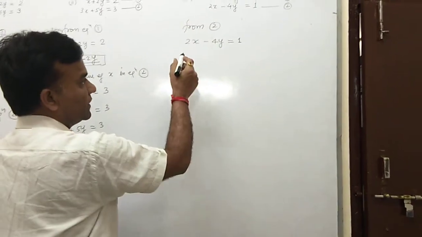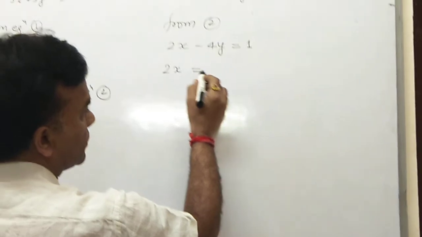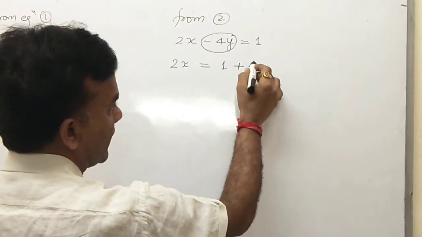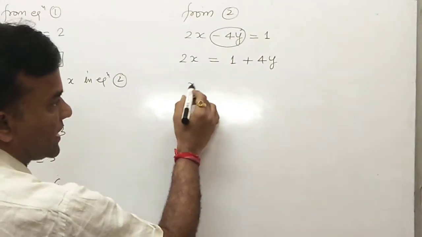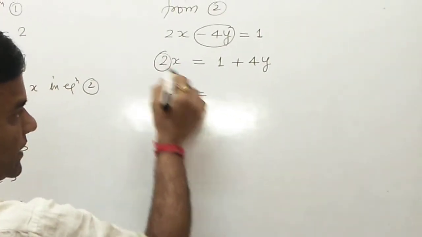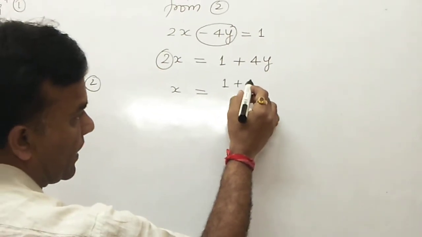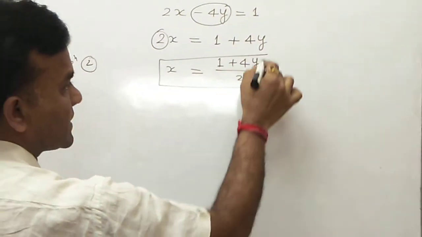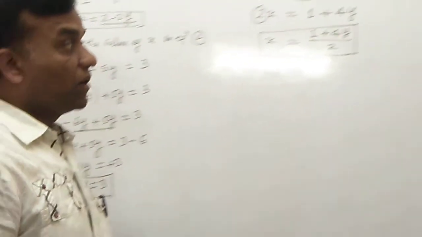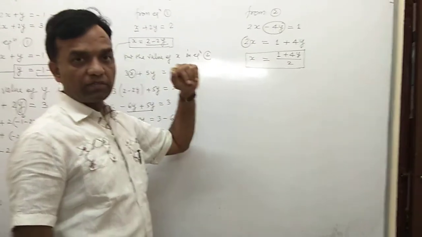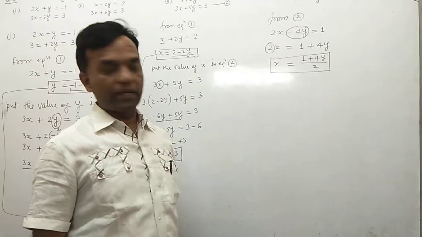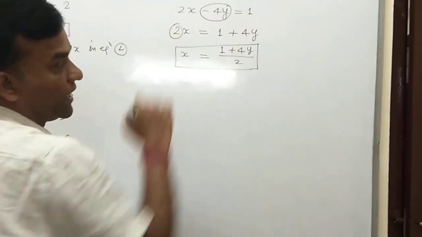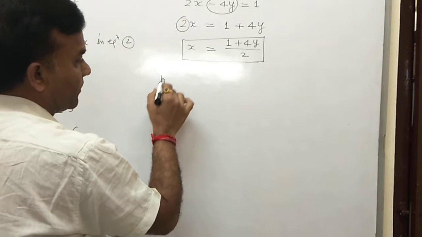So here we shifted, 2x equal to 1, and now this minus 4y goes to the right, so plus 4y. Now the value of x equal to, this 2 is in the denominator, so 1 plus 4y upon 2. Okay, now you have the fraction value of x. The calculation is now lengthy, because here we have a fraction value. In the previous two questions there was no fraction. So now we substitute this value.